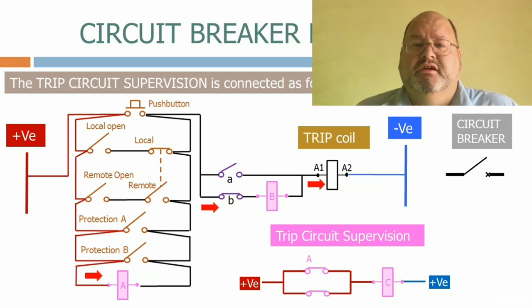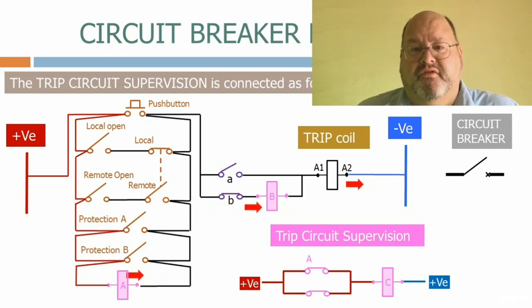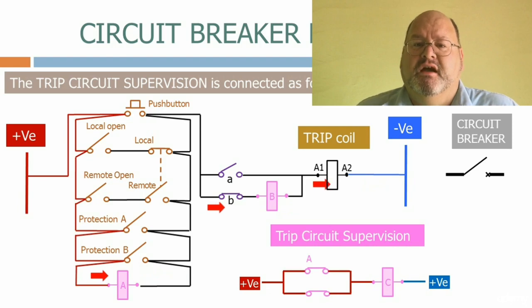Trip circuit supervision is a great way of monitoring the health of the trip circuit, and very often provides an indication of problems that have arisen elsewhere in the substation, either when the DC supplies have failed, or when someone's left a control link out on a panel in the control room.